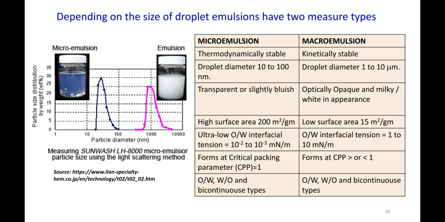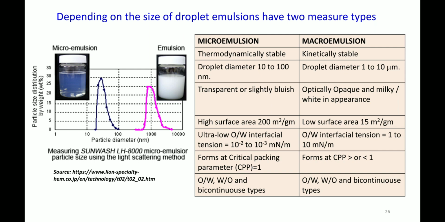On the other hand, the macro emulsion is optically opaque, because the size is very high, 1 to 100 micrometers. So there is a lot of scattering of light happening, and so there is no transmission. It is optically opaque, and it has a milky or white appearance. You can clearly see that in the image.